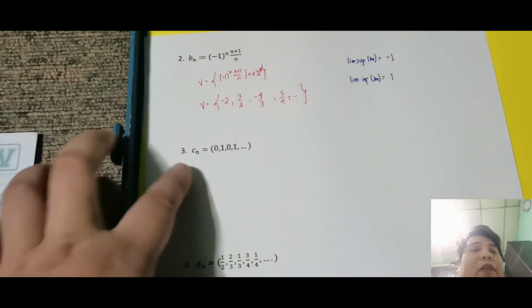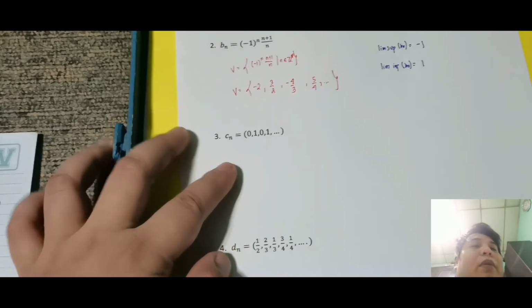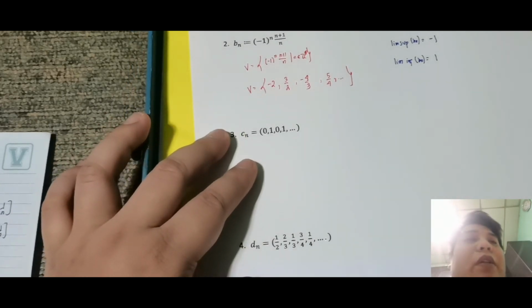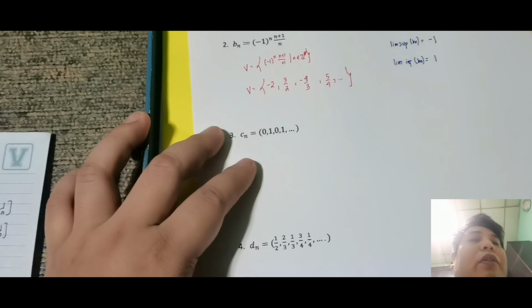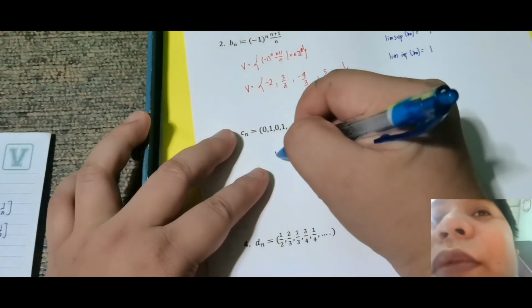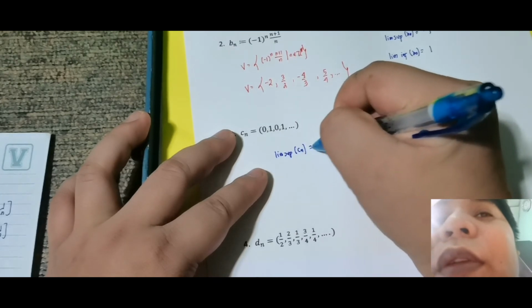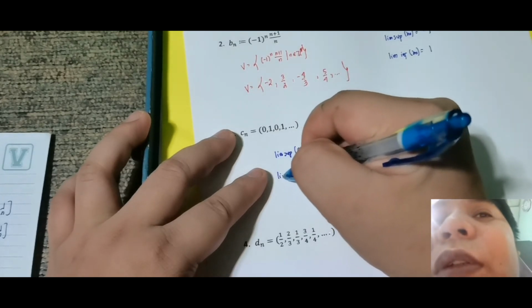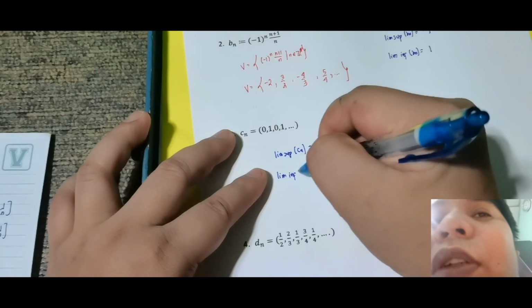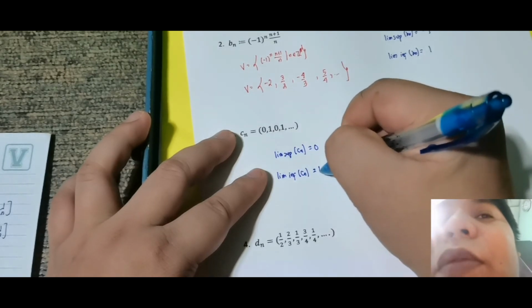Okay, next is ito, napakasimple. Ano yung limit inferior saka limit superior? Obvious, limit superior is 0, limit inferior is 1. So, limit superior ng c sub n is 0, limit inferior of c sub n is 1.